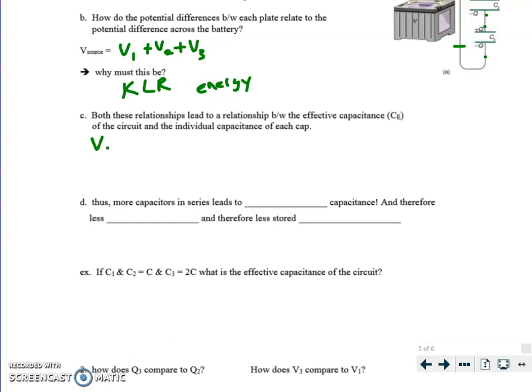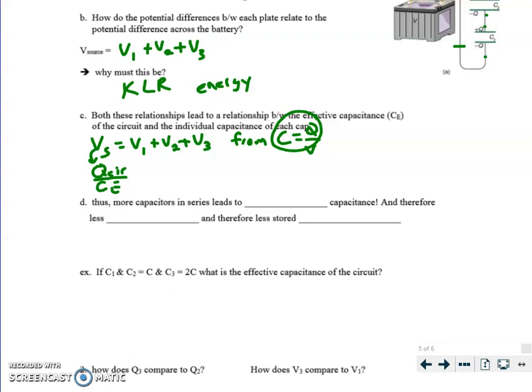So I can say the voltage of my source is V1 plus V2 plus V3. Now we know from the definition of capacitance, C equals Q over V, it would follow that the voltage of the circuit is equivalent to Q of the circuit divided by the effective capacitance, right? I'm just taking this equation and writing it for the whole.